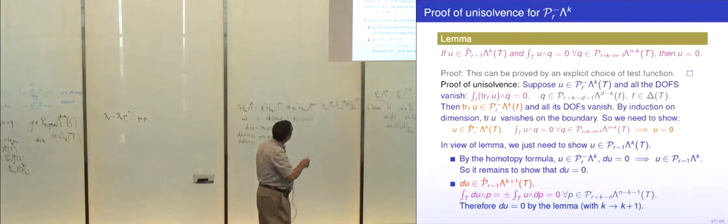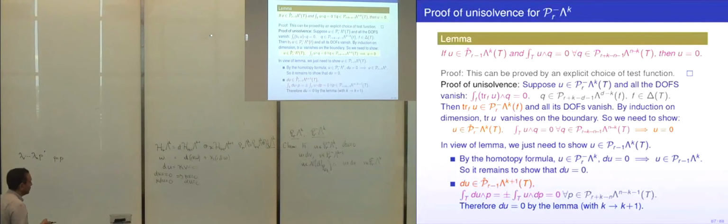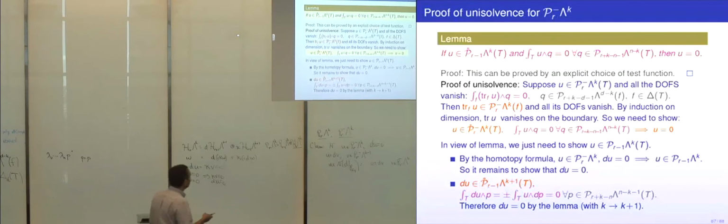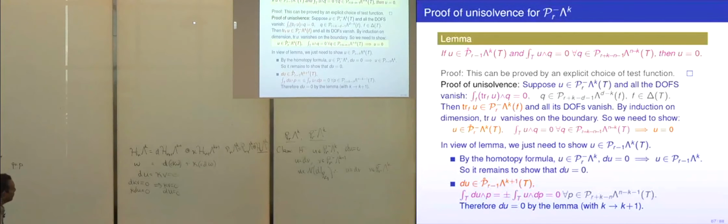Okay, now using that lemma, it's not quite as easy as in the Lagrange case, but as you see, it's not too hard. And by the way, this proof is not in the literature anywhere. I think when I write it up in the book, it'll be the first place it's written down. Take a u in P_r minus lambda k for which all these degrees of freedom vanish. The traces of u, wedge q for q in those spaces. That's our degrees of freedom.